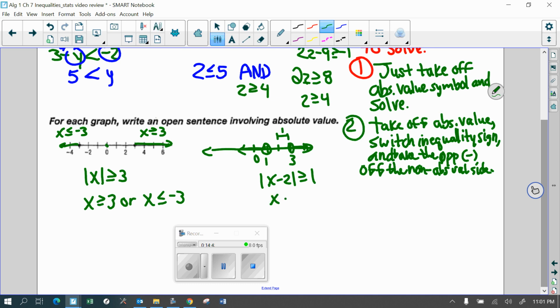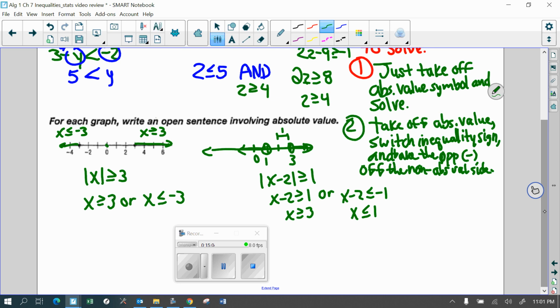Let's see if this works. The first one is going to work. X greater than or equal to 3. The second equation, or second inequality, x minus 2 less than or equal to negative 1. And then I have to add the 2 across, and 2 minus 1 is 1, so that does work. X is less than or equal to 1.